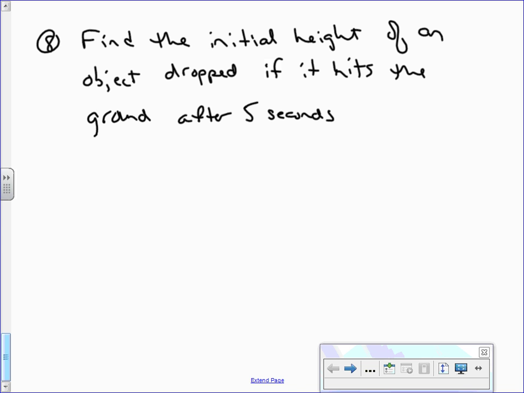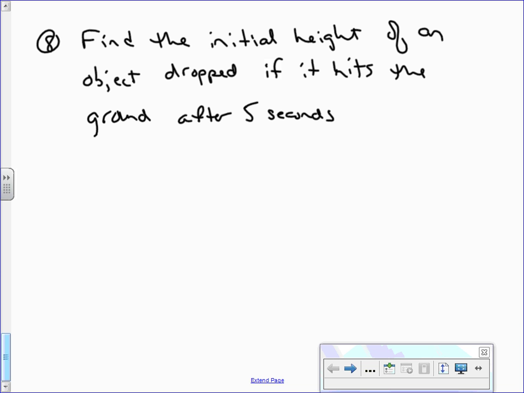Okay, actually, I shouldn't call this A. This is kind of a different problem, okay? Find the initial height of a dropped object that hits the ground after 5 seconds. So first of all, a little bit of vocabulary. When we say after 5 seconds, we really mean at 5 seconds, okay? It doesn't mean at some time after 5 seconds, it means right at 5 seconds.